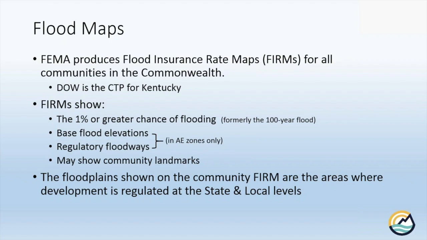In addition to that, they also show base flood elevations and regulatory floodways in AE zones on the map. So you're going to be able to see in those higher detail study areas the flood elevations at certain cross sections. You're going to be able to see the location of the floodway. And then they also show community landmarks. So this would be city name, corporate boundaries, major roads, intersections, any natural identifying features, whether that be lakes or something like that. The floodplains that are shown on the flood insurance rate maps, those are the areas we use to regulate at the state and local levels, because again, those are the floodplains.